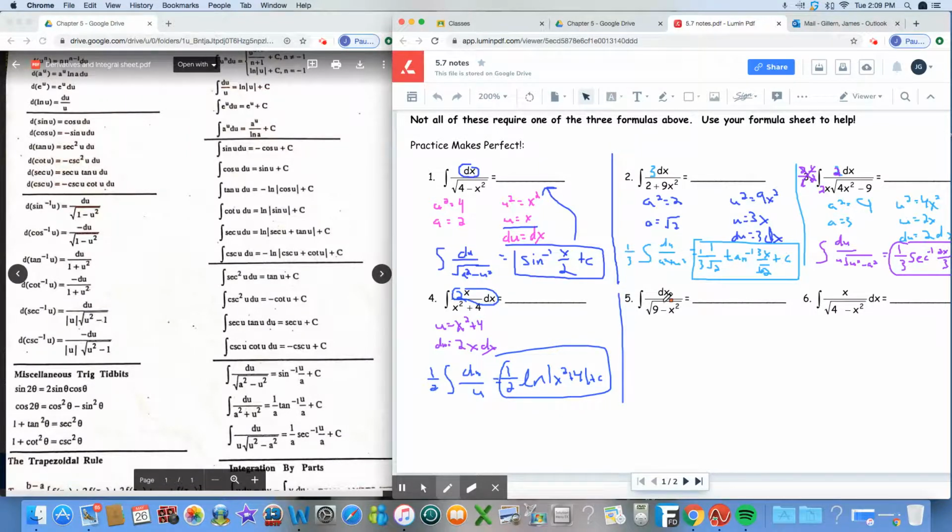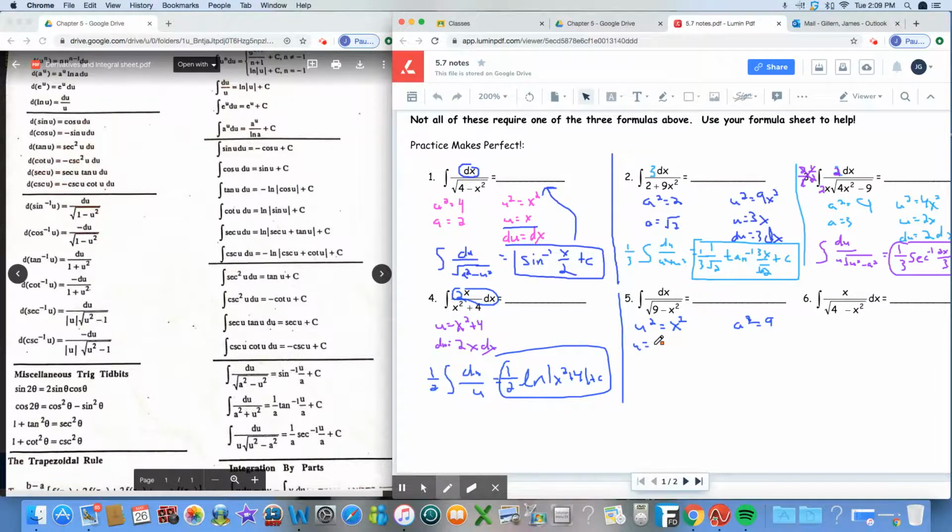All right. So if you see 5, we got a square root, we got an x squared. It's just a dx. So since we're doing 9 minus and there's nothing on the outside, it's probably going to be like number 1. All right. So I'm going to pick u squared and a squared. Notice I put u squared first, a squared second here. It doesn't make a difference. U squared is the one with the variable. A squared is the constant.